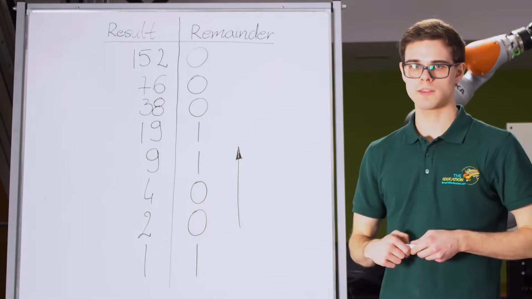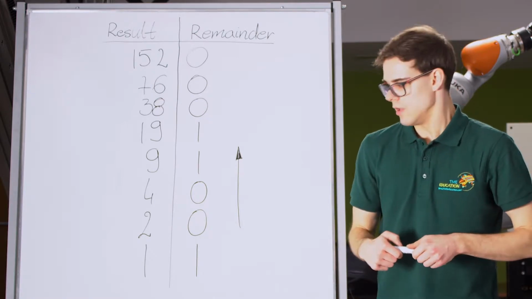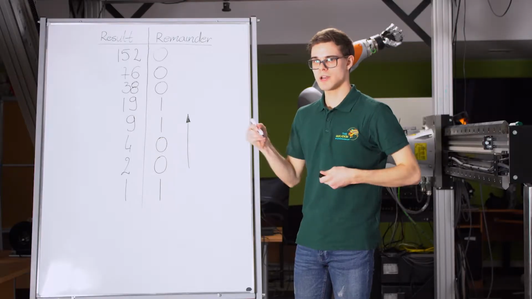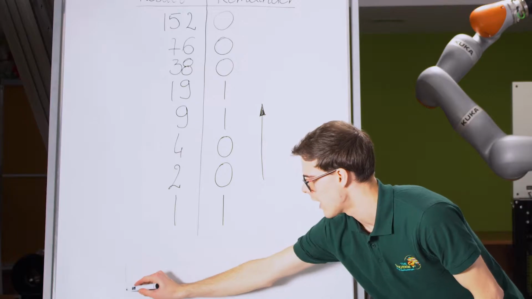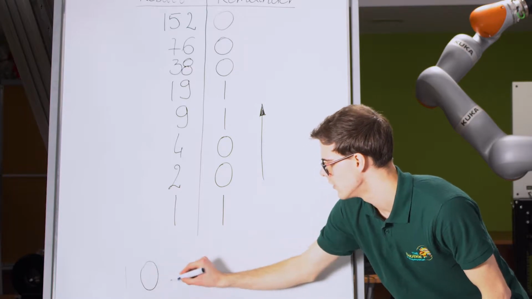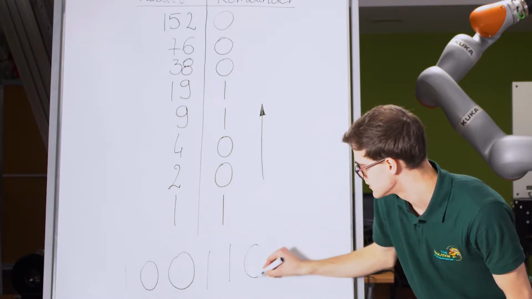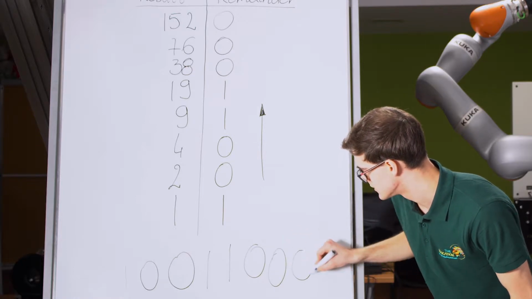In order to write down the binary number, you need to go up. So, your binary number is 1, 0, 0, 1, 1, 0, 0, 0.